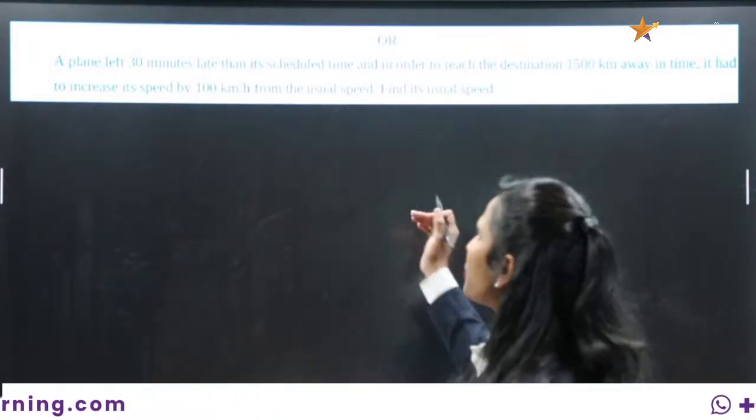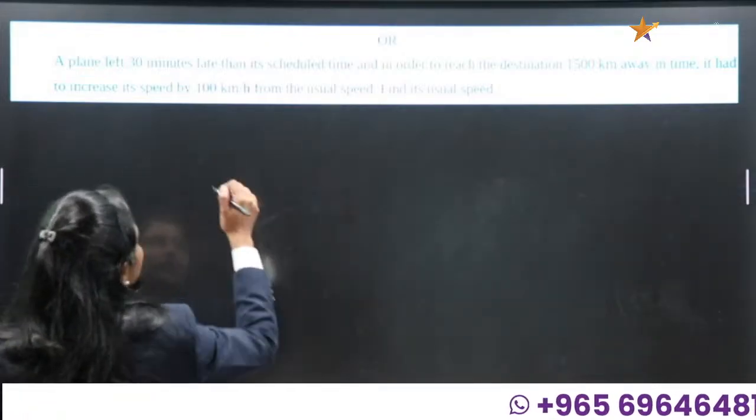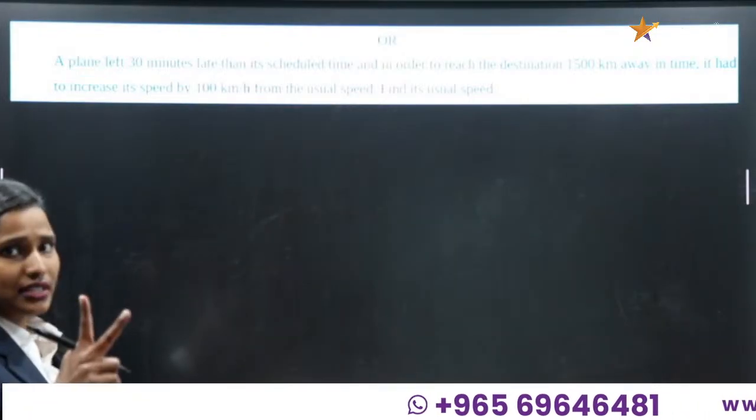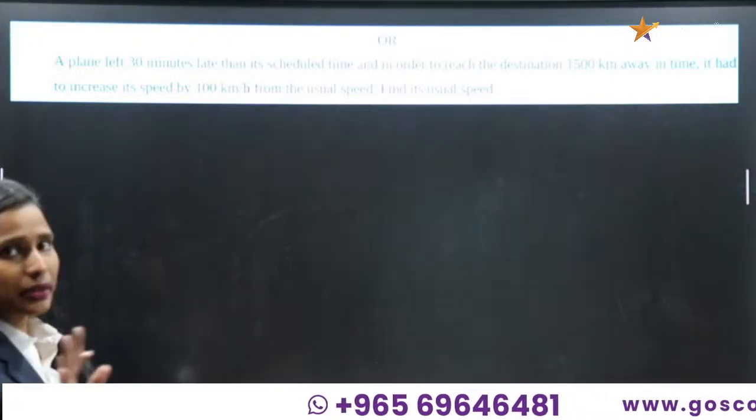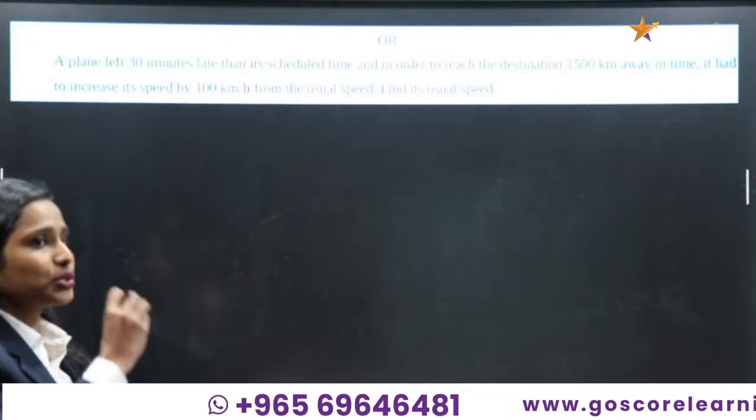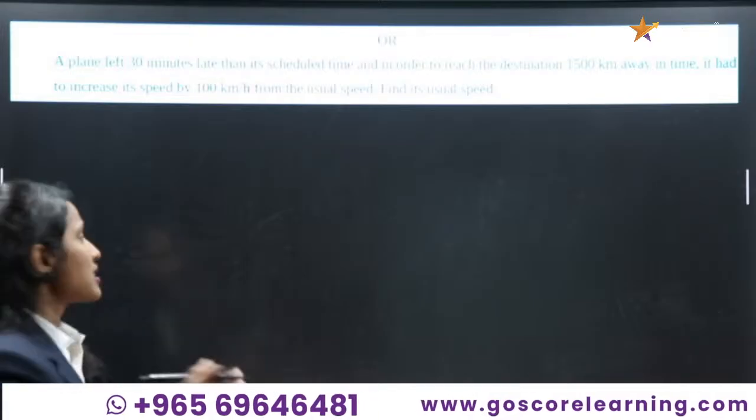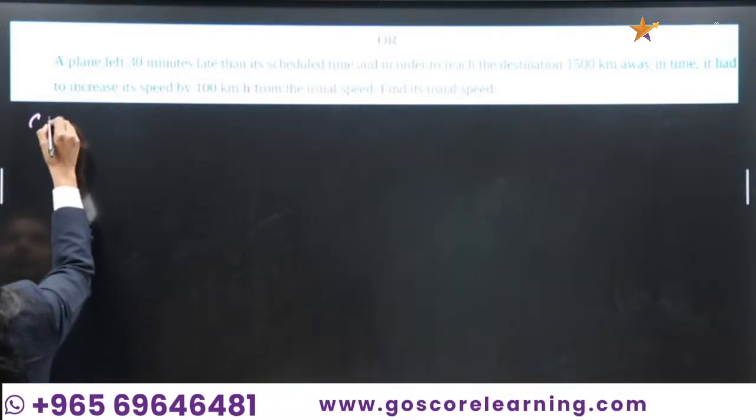Okay, now, first we need to consider two cases. Case 1 is the usual time: the usual travel time, usual speed and usual distance. So first thing, case 1 we will consider.